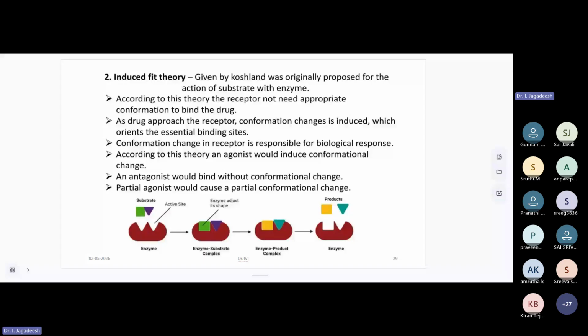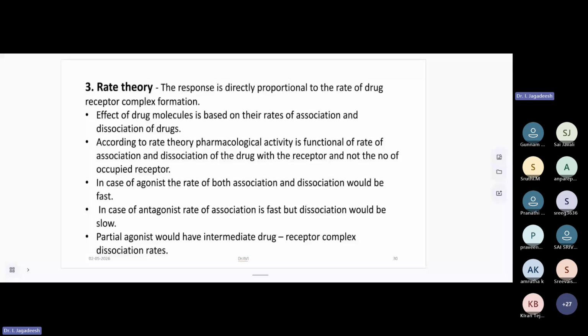The third theory of drug-receptor interaction is the rate theory. In the rate theory, the response is directly proportional to the rate of drug complex formation. When both molecules have corresponding opposite charges, they will have the highest rate of formation. There will not be any repulsion. They will have so much attraction, so the complex is formed easily. This is what the rate theory proposes.